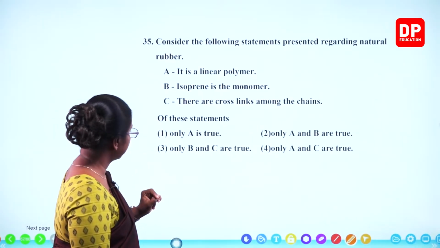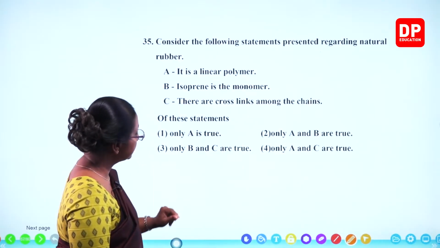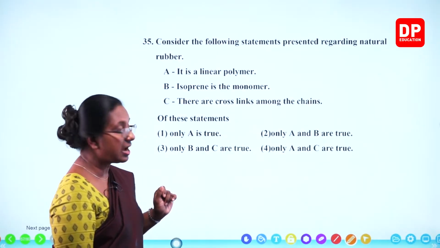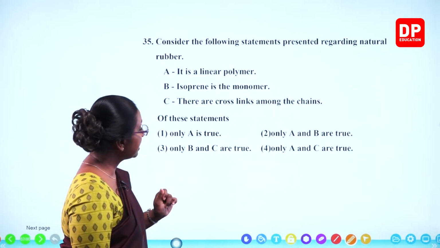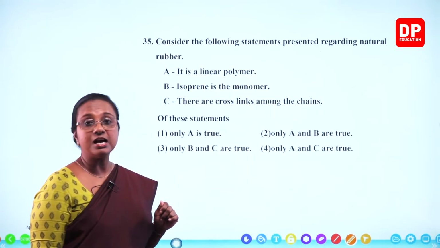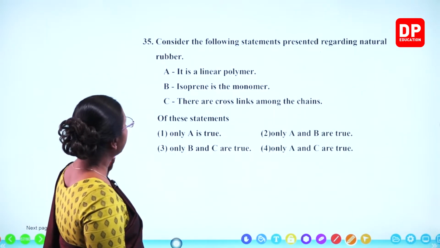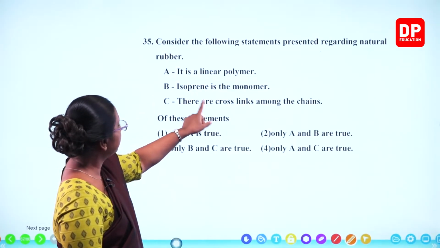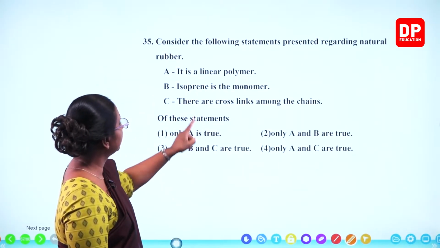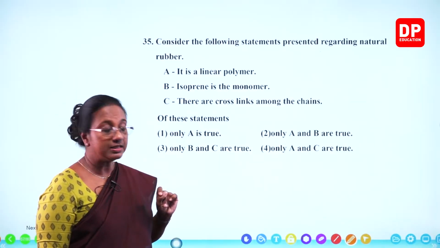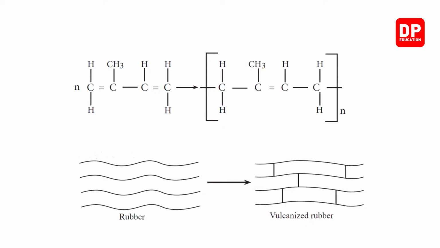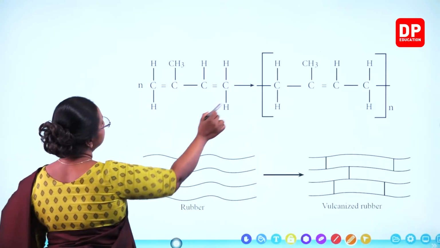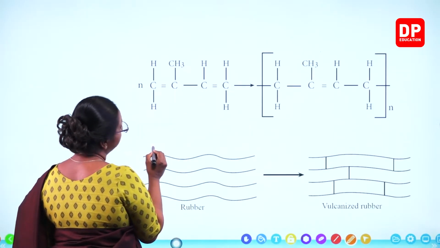Of these statements, the answers are only A is true, only A and B are true, only B and C are true, only A and C are true. So we will try to understand that. It is a linear polymer, isoprene is the monomer, there are cross-links among the chains. Now to understand that, I have put the molecules so that you can see. Now this molecule is the monomer of natural rubber.